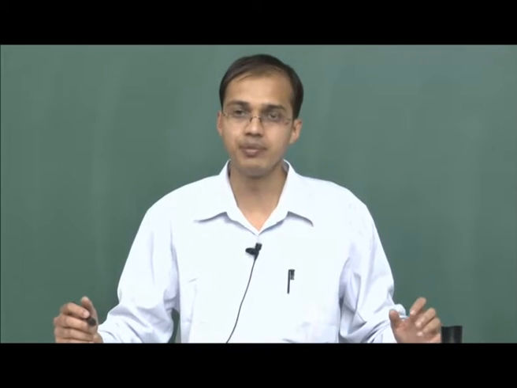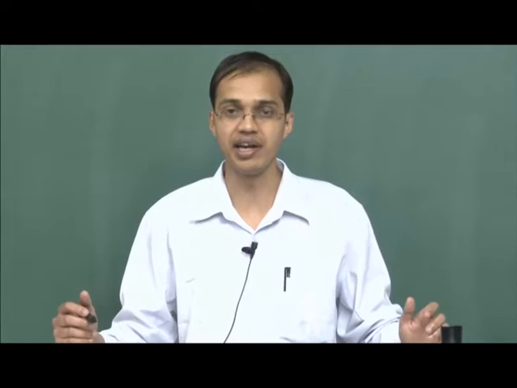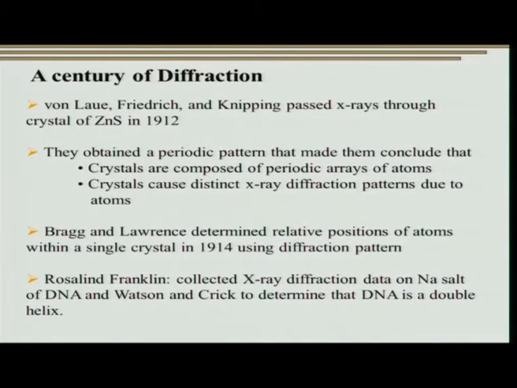But before we do that, let me just throw in a bit of history pertaining to X-ray diffraction. As I had already mentioned, it was in 1896 that X-rays were discovered by Röntgen. However, it was not until 1912 that von Laue, Friedrich and Knipping passed X-rays through a crystal of zinc sulfide. They obtained a periodic pattern that made them conclude that crystals are composed of periodic arrays of atoms and that crystals cause distinct X-ray diffraction patterns due to atoms. Bragg and Lawrence determined relative positions of atoms within a single crystal in 1914 using X-ray diffraction. For this, the Bragg father-son duo also won a Nobel Prize.